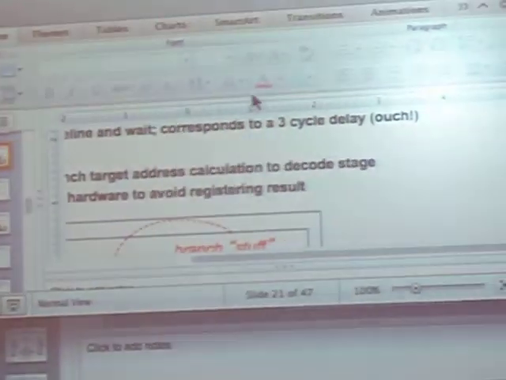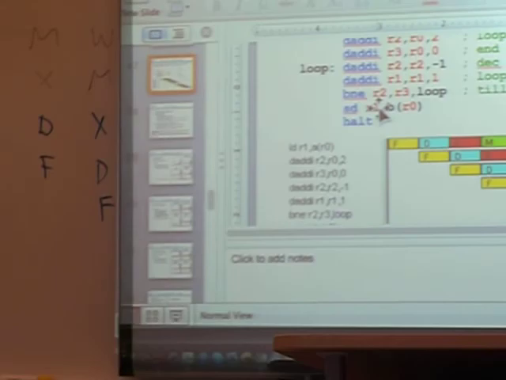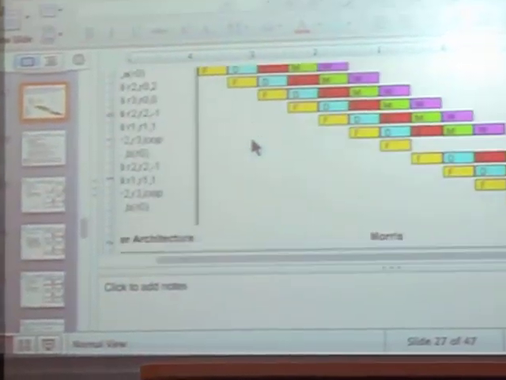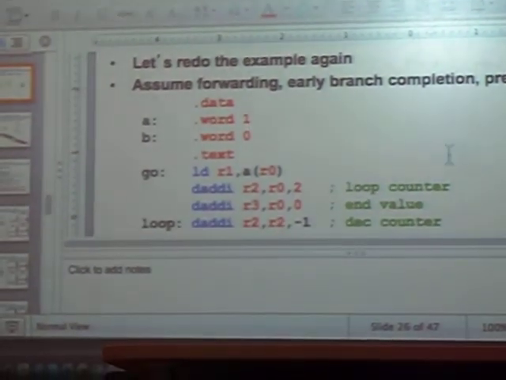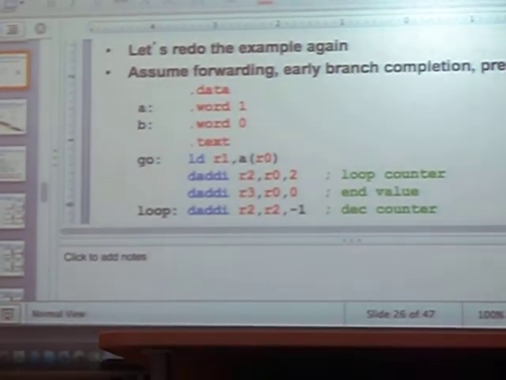All right, so then, let's see, lecture 7. Silly mistakes take out points, right? You've got to do well on the count. Early branch completion, predict not taken. You ready? Here we go. There it is. All right.